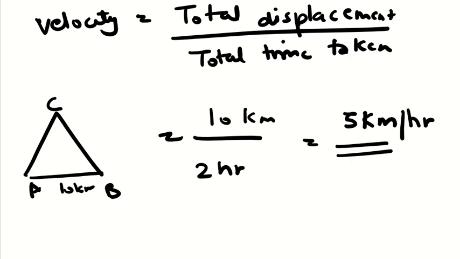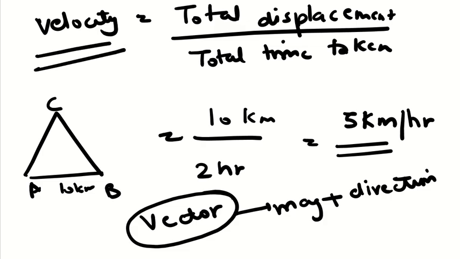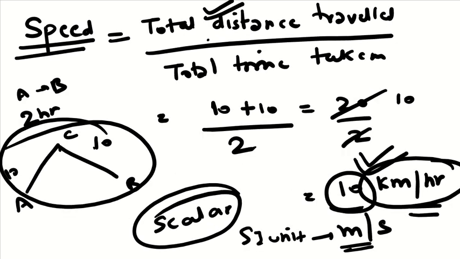Keep in mind the units of speed and velocity are the same, but velocity is a vector quantity, right? Because it depends upon magnitude plus direction. When I say velocity, there are important factors included. First is the magnitude, and second is the direction. That is how velocity and speed are completely different from each other, I guess.